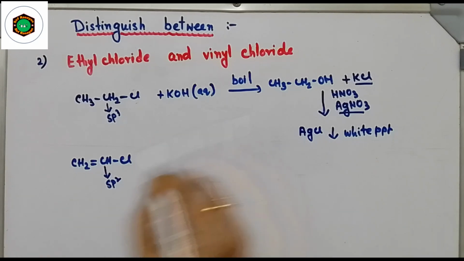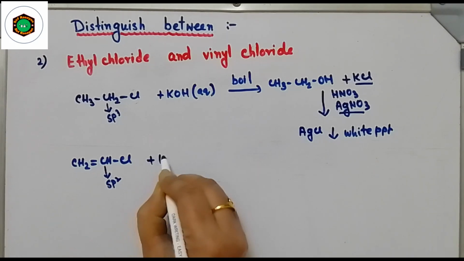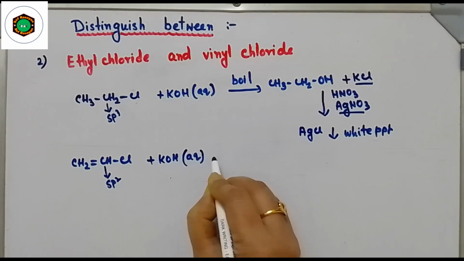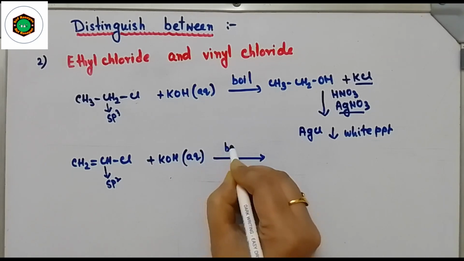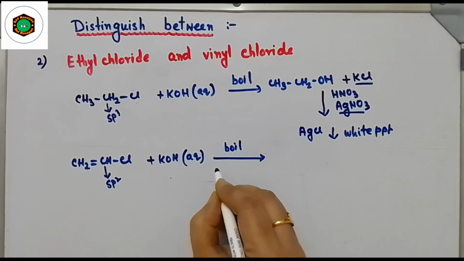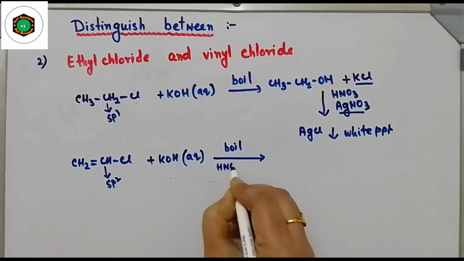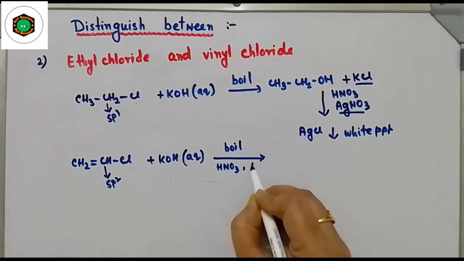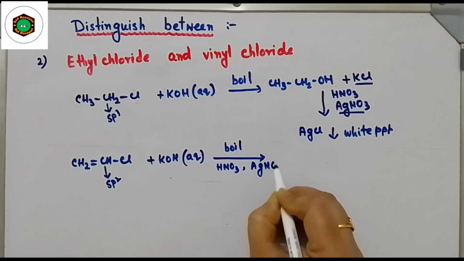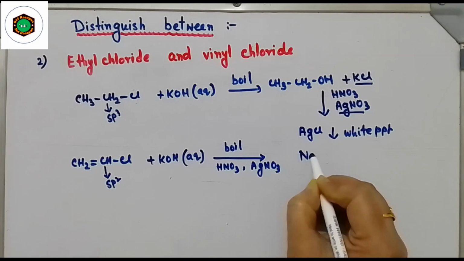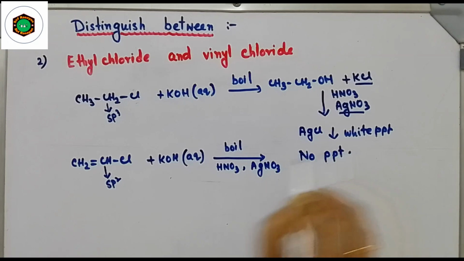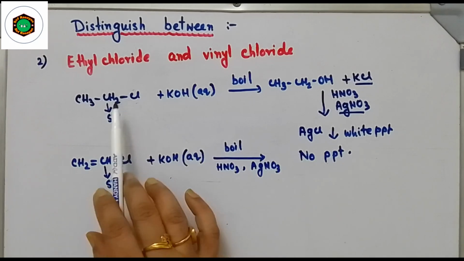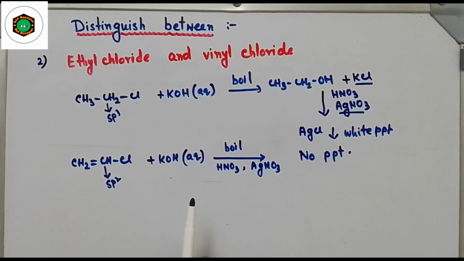But similarly, if you treat vinyl chloride, if you are boiling, then you add a few drops of HNO3 after cooling the solution, and then if you are adding AgNO3, what will happen? No reaction. You will not get any PPT, no white PPT. So by this chemical reaction you can distinguish between two compounds.